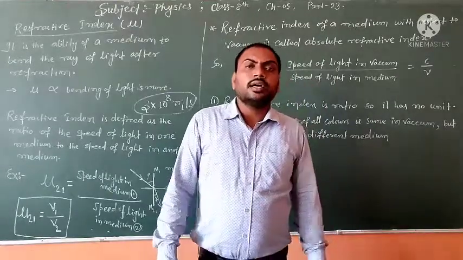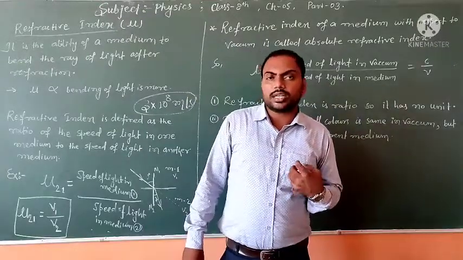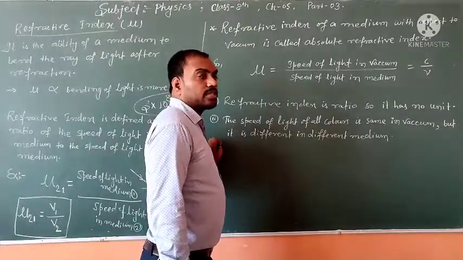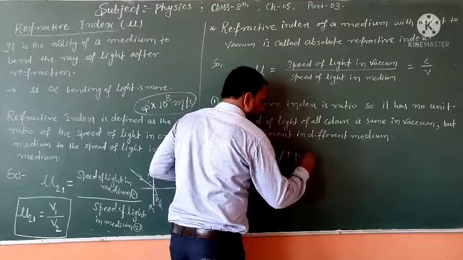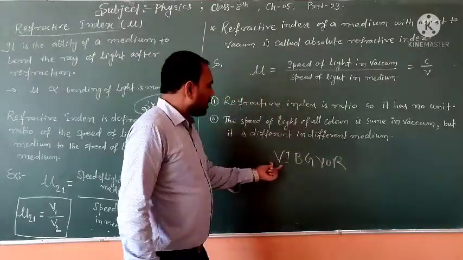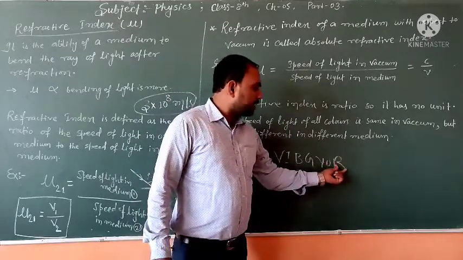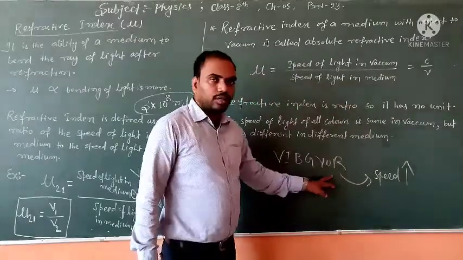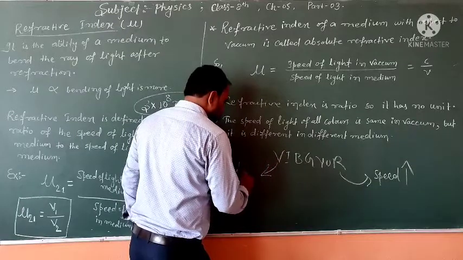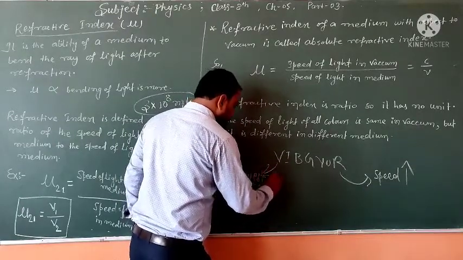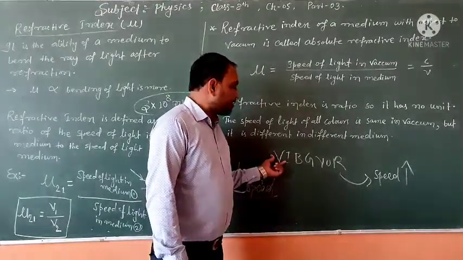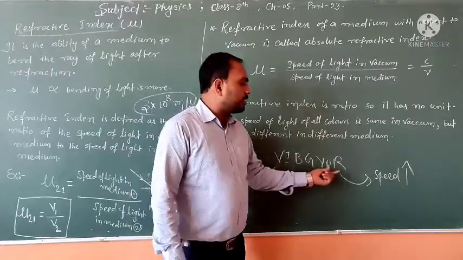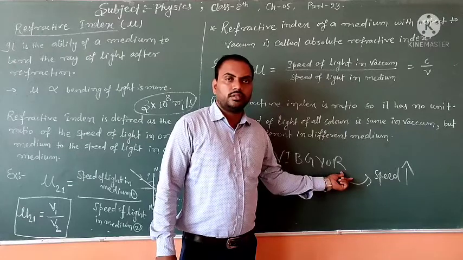As refractive index depends on the color also, we know that white light is a combination of seven colors: violet, indigo, blue, green, yellow, orange, red. Red has the highest speed, higher than any other. Violet has the lowest speed, so the bending of violet light is higher than red. That's why the refractive index of violet light is more than the refractive index of red light. Do you get an idea here?